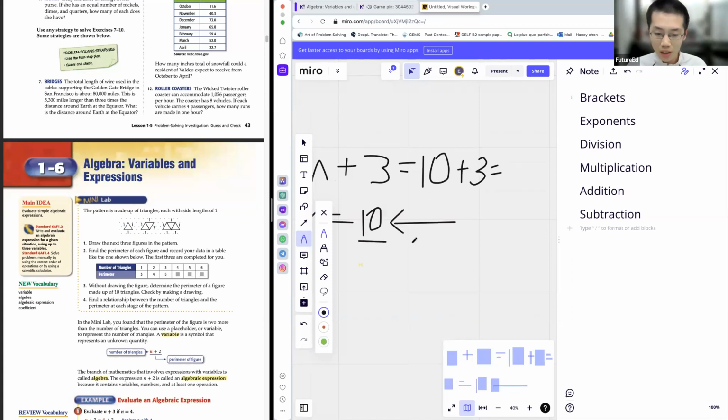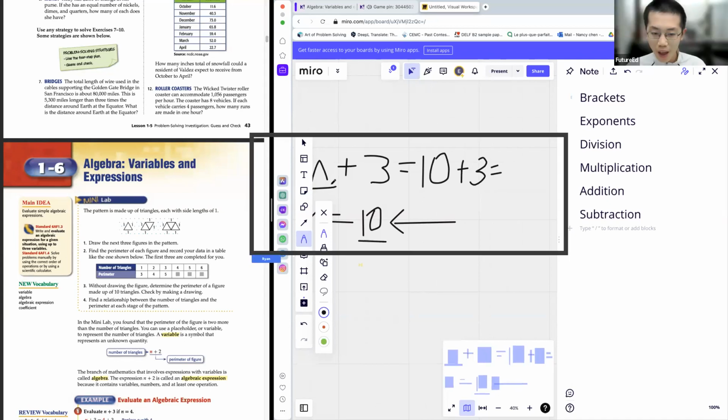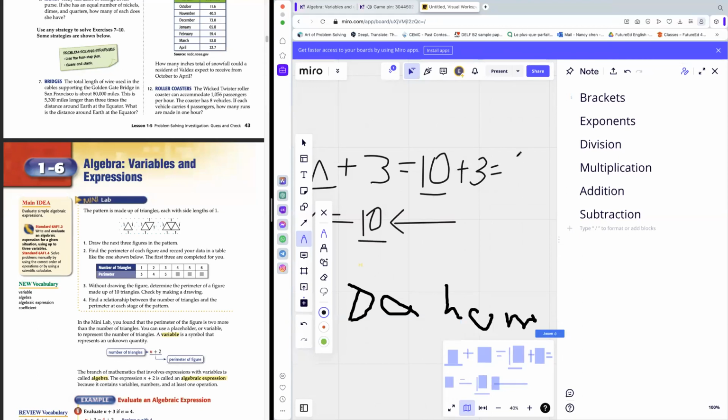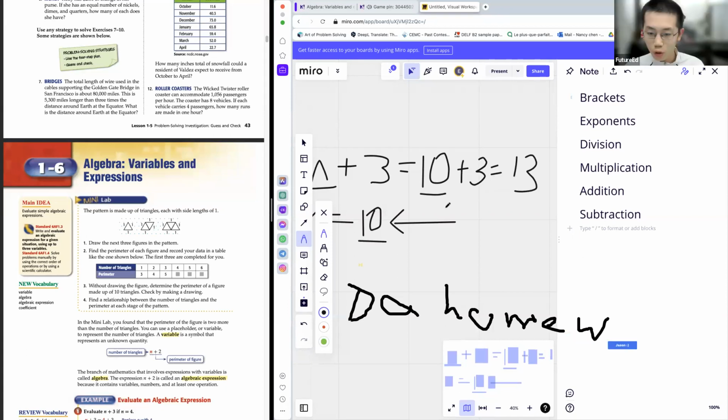Okay, let's say Jason comes in. Jason is a 10. He comes in, and now he's the new teacher. So n would be substituted by a 10. So myself, I'd be substituted by Jason, and then 10 plus 3. You guys, what is 10 plus 3? 13. Thank you. So the substitute teacher, or Jason, 10 plus 3 would be 13.